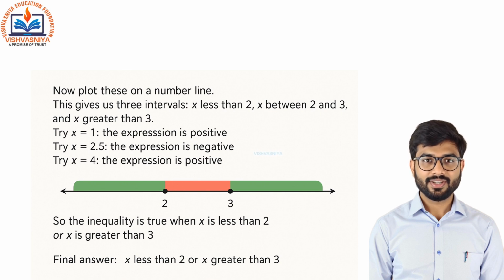Try x equal to 1, the expression is positive. Try x equal to 2.5, the expression is negative. Try x equal to 4, the expression is positive. So the inequality is true when x is less than 2 or x is greater than 3. Final answer: x less than 2 or x greater than 3.